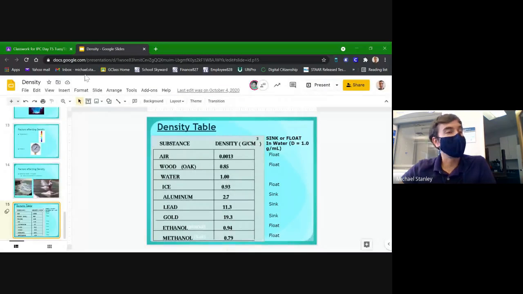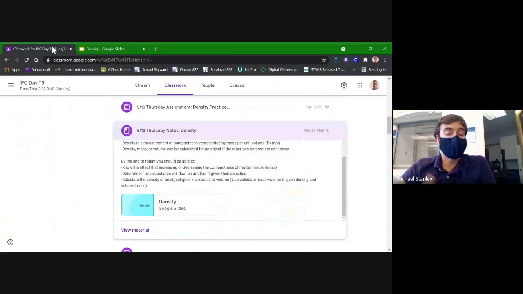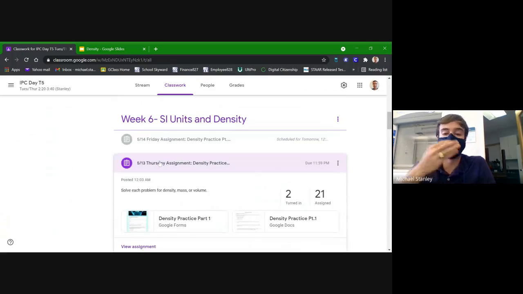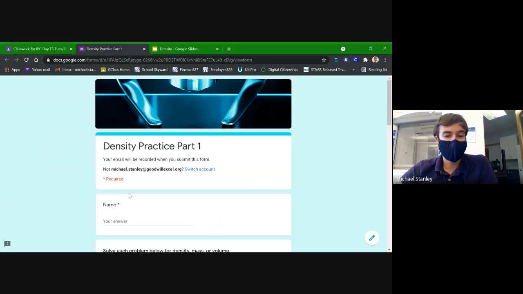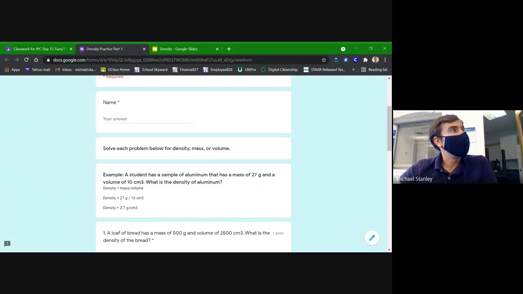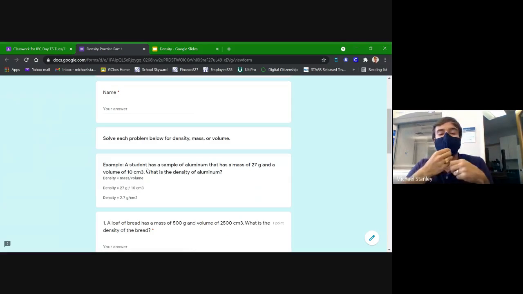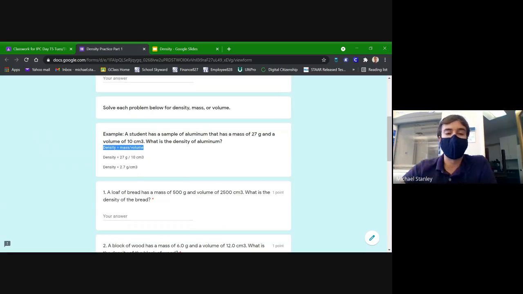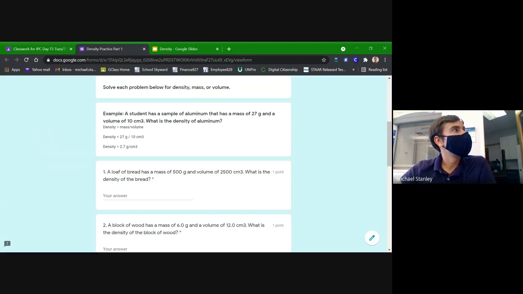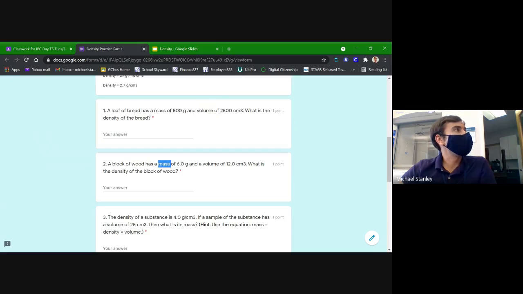All righty. So your daily assignments for today and tomorrow are both pretty straightforward. They both have to do with calculating density. So for this first one on here, it starts off with a little bit of an example just to help remind you of the density equals mass divided by volume equation. And so the first couple problems are just having you do that. It gives you the mass and volume of a loaf of bread and wants you to calculate the density. It gives you the mass and volume of a piece of wood and it wants you to calculate the density.